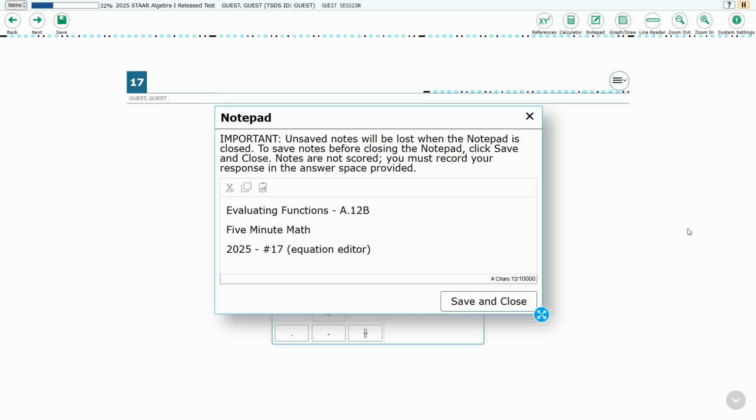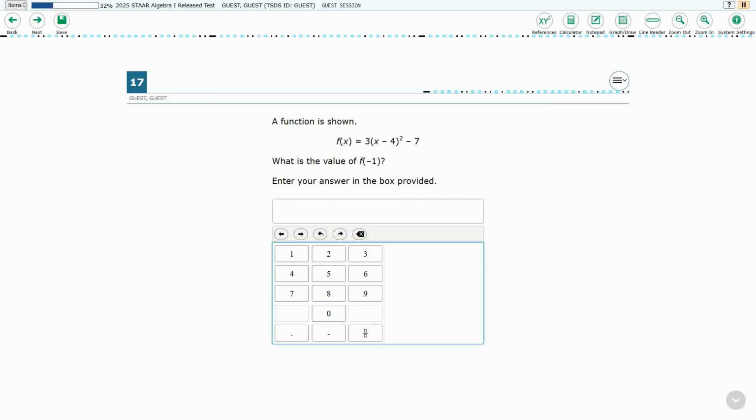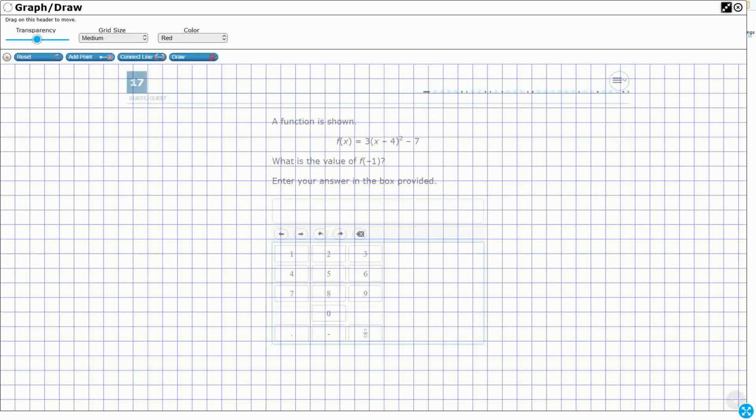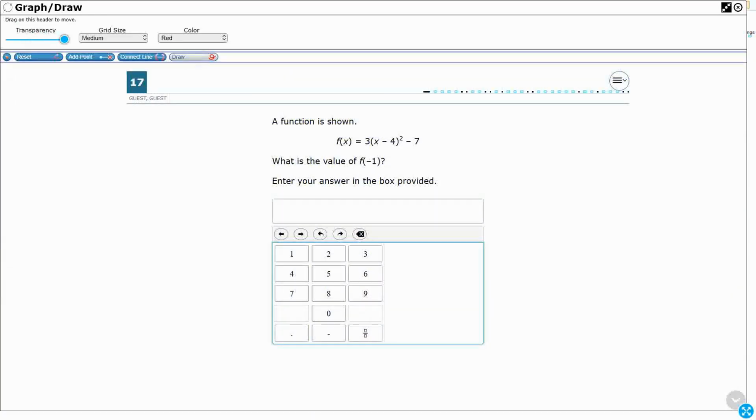Today we are looking at the Algebra 1 concept of evaluating functions with the standard A.12B in the great state of Texas, and we are using item number 17 of the 2025 released STAAR test. This is a new item type called Equation Editor. If you haven't done so already, please go ahead and take a moment to pause the video, work this problem out on your own, unpause it, and we will look at our answers together.